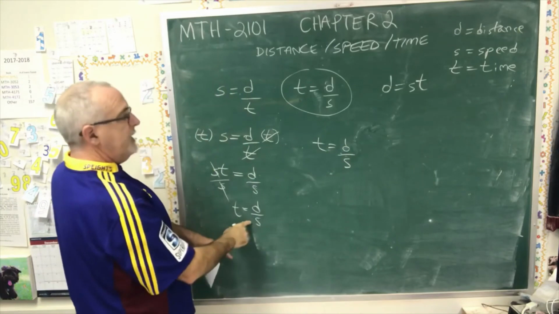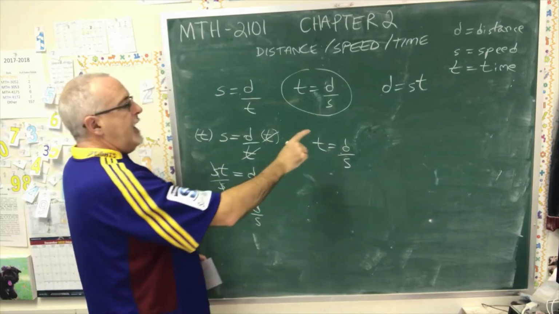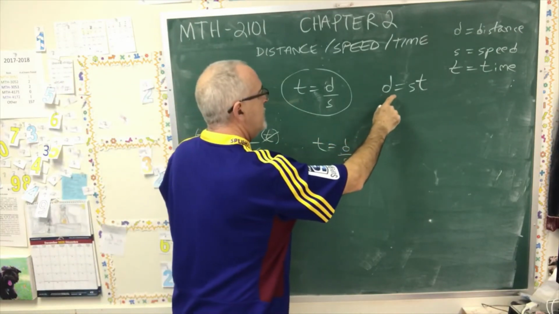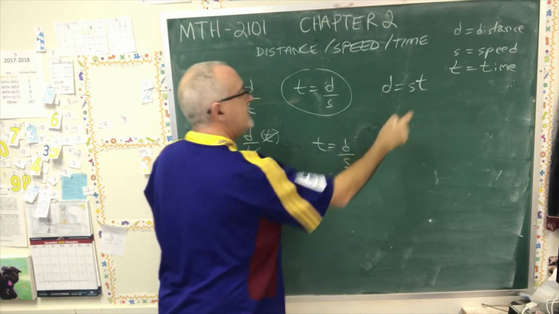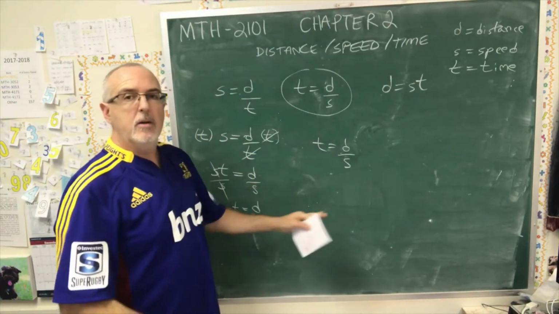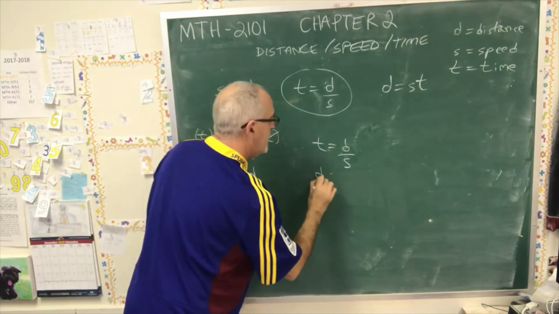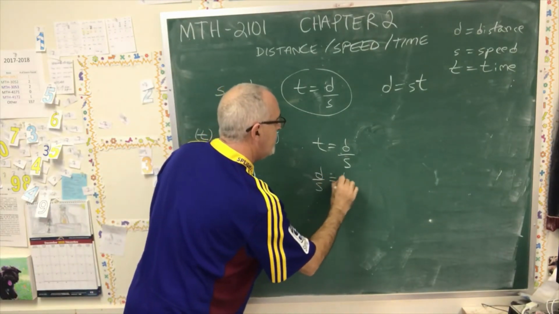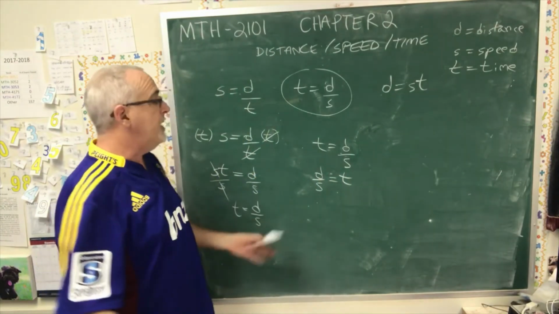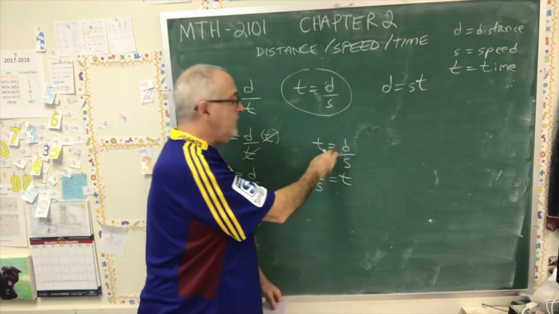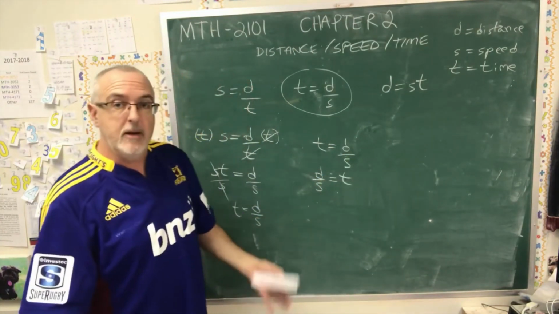So we're starting with this or this, whichever you want. And I want to turn it into D equals ST. Well, one trick I can do, and I talked about this in the chapter 1 review, is I can turn this backwards. Any equation can be written forwards, backwards whenever you want, because what's on one side has to be equal to what's on the other side.